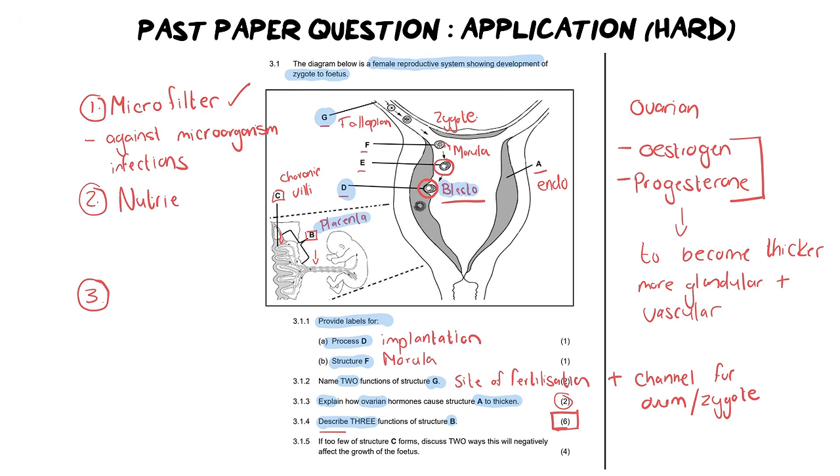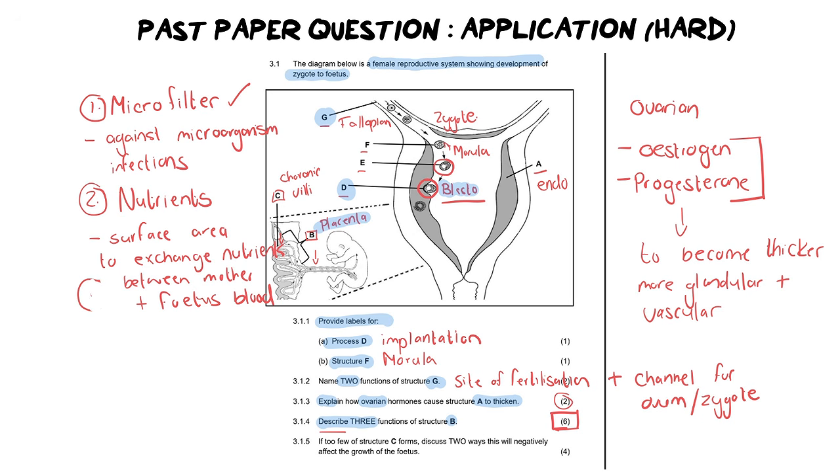Our second function is going to go into nutrients, or providing nutrients, or a nutrient exchange. And that is where you can say that it is a surface area to exchange nutrients between mother and fetus blood, because remember, their bloods don't mix, they are kept separate, and that's a really important thing to just keep in your mind when you are doing this answer.